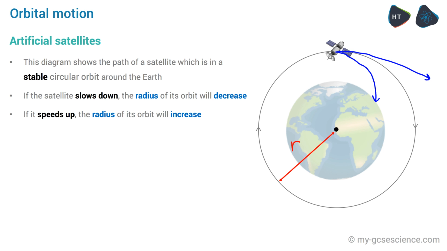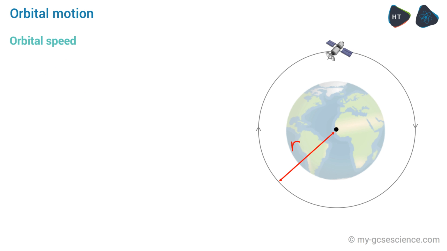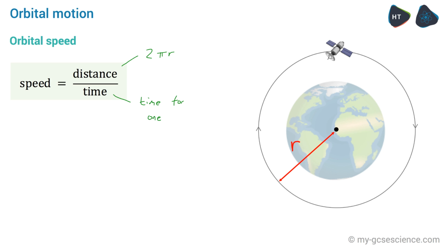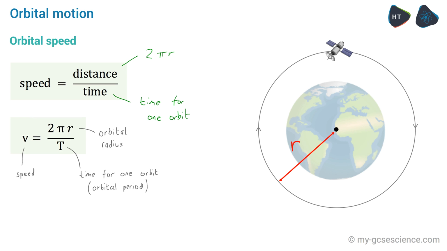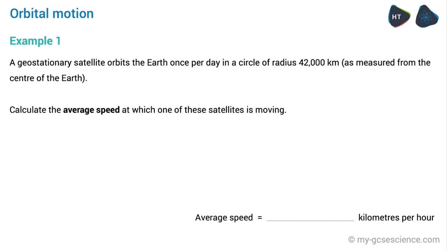In your exam, you might be asked to work out the speed of a satellite such as this one, and the equation to use is of course speed equals distance divided by time. Here, the distance is just going to be the circumference of the circle, which is given by 2 pi r, where r is the orbital radius, and the time is the time for one complete orbit. Just in case you prefer it, here's the symbol version of this equation. Let's practice using this equation now with a couple of examples.